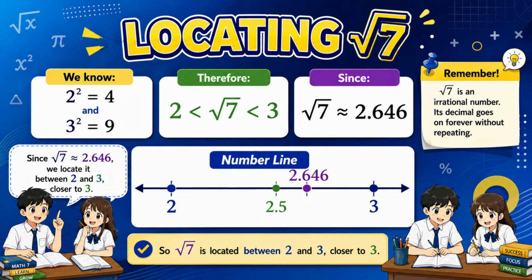7 is between 4 and 9, which are the squares of 2 and 3. Therefore, the square root of 7 must be between 2 and 3. Since its approximate value is 2.646, it is closer to 3.